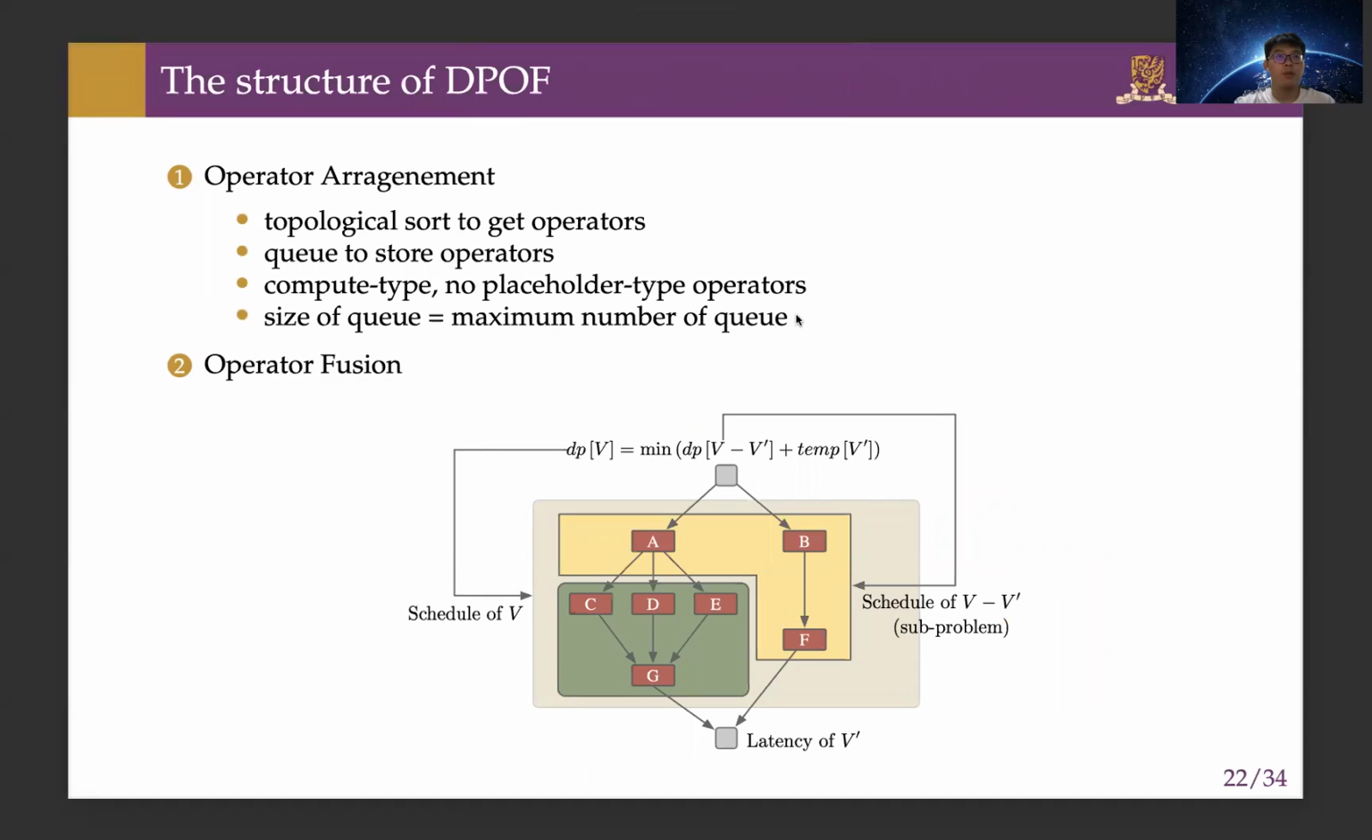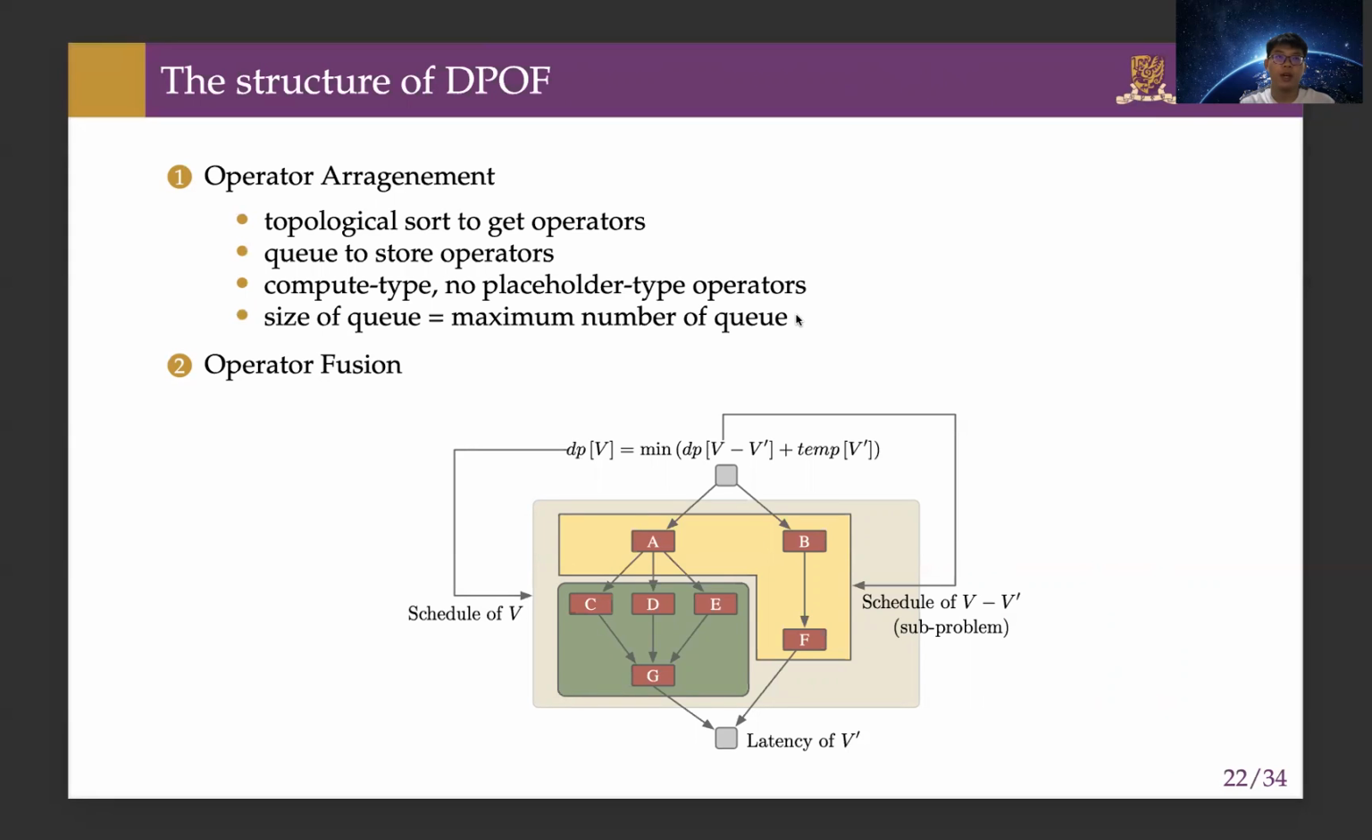This formula describes how the AutoGTCO works. I will explain each component in the formula through the example of the computation graph. Here, we represent the operator of the computation graph we want to schedule. We use dpV to represent the latency of the optimal schedule for V.